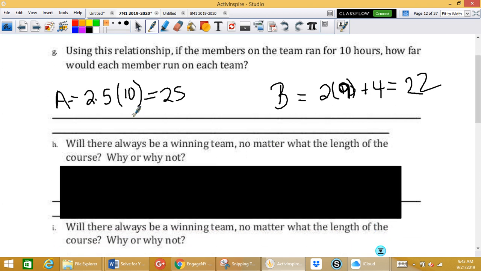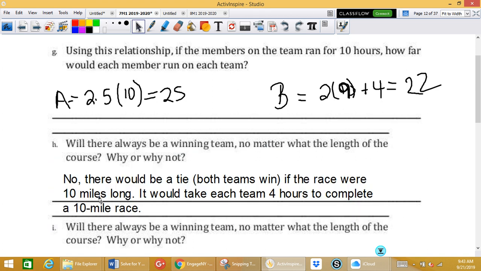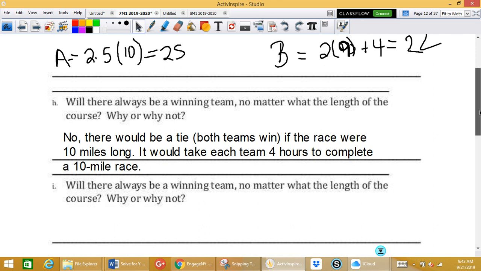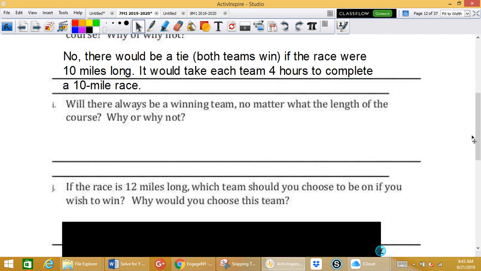Will there always be a winning team no matter the length of the race? No, there would be a tie, both teams win, if the race were 10 miles long. It would take each team 4 hours to complete the 10-mile race. This one's the same question.